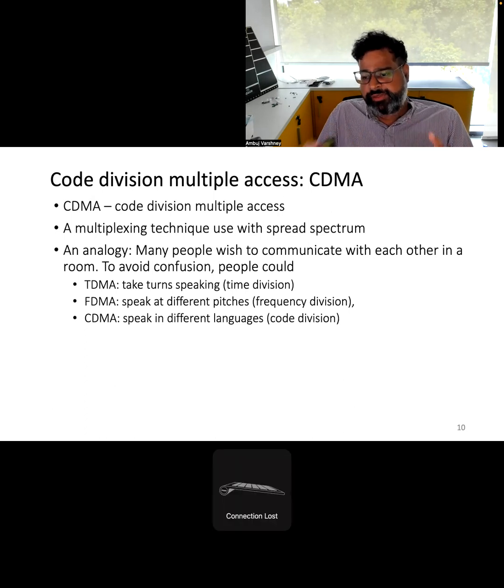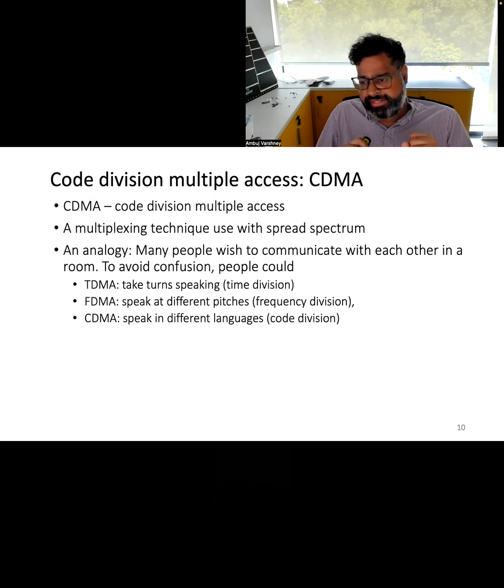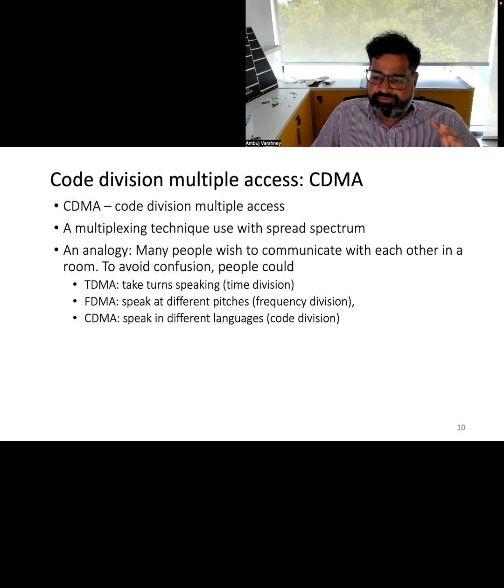If we have several people who wish to communicate simultaneously, in the case of time division multiple access, they would take turns to speak, as the time is divided among them, and they will talk when their turn comes. In the case of frequency division multiple access, they would speak at different pitches that represent different frequency divisions, and that allows them to not interfere with each other.